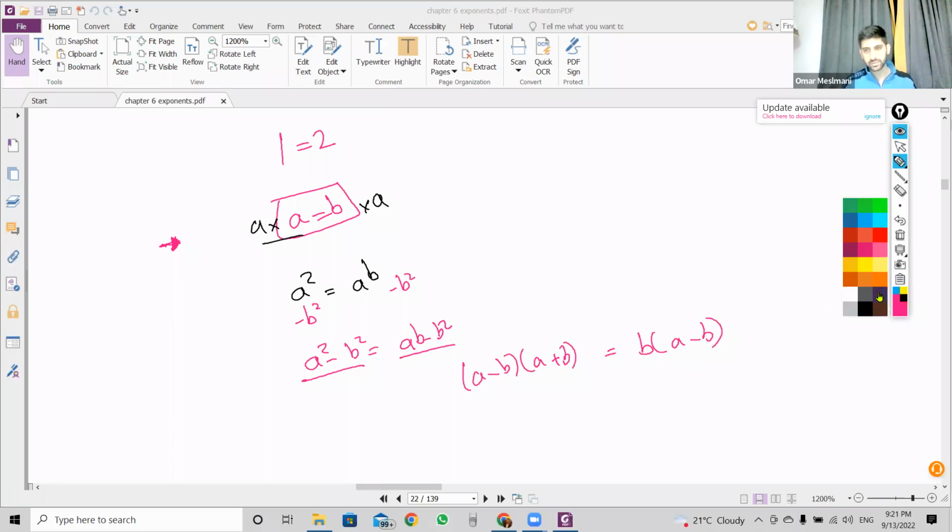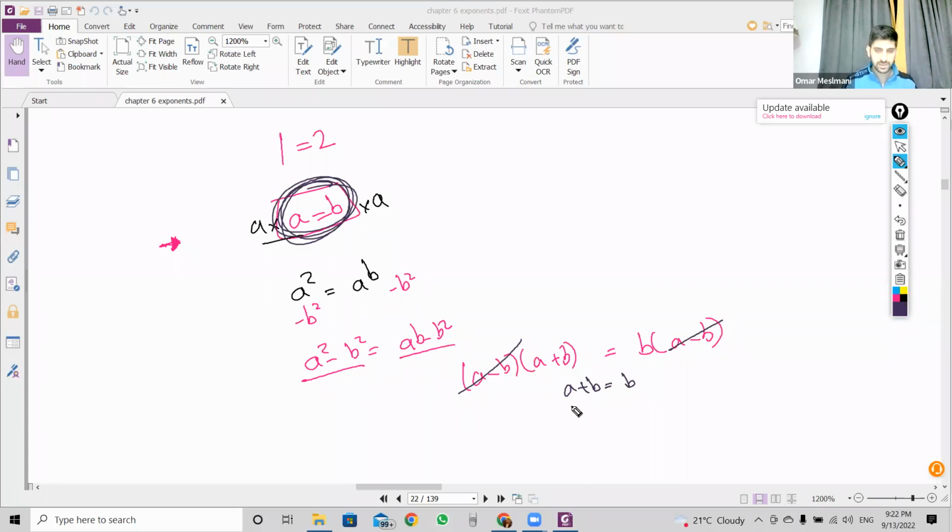Then I'm going to cancel the A − B with the A − B here. I have A + B = B. Do you remember that we started with saying A = B? So I can replace A with B. This is going to be B + B = B, and 2B = B, and 2 = 1.